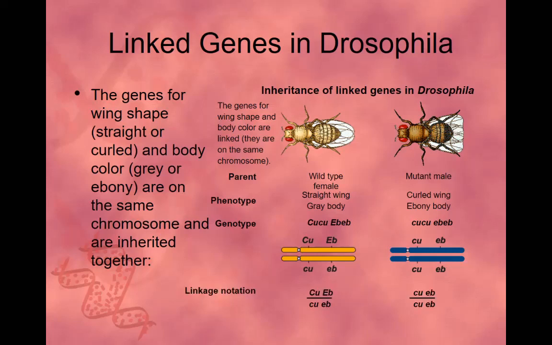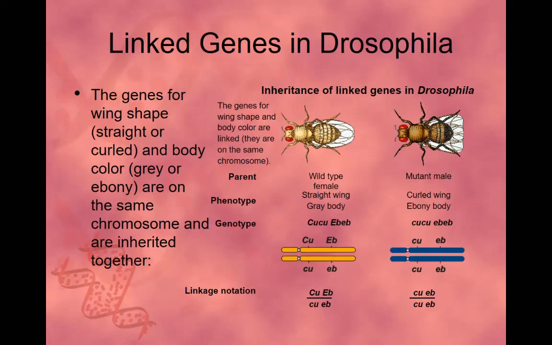Hopefully you were able to remember that we write this in linkage notation by using that horizontal bar to show which two versions are connected to each other. CU to EB, dominant with dominant, or cu recessive with eb recessive. Okay, so that gives you a basic idea of what a linked gene is, and we'll talk about these more as we go through pedigree analysis, and it'll come up as we keep going through genetics. So let's move on and start talking a little bit about pedigrees.